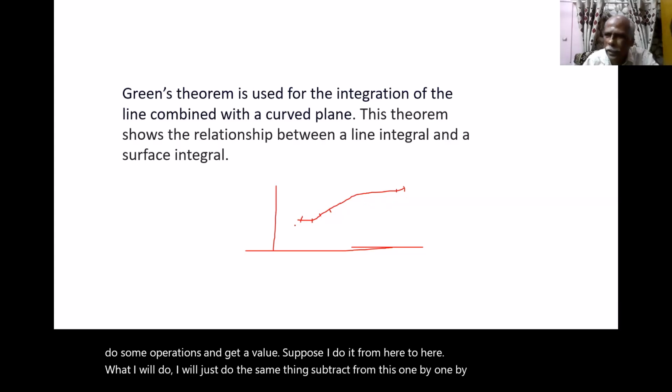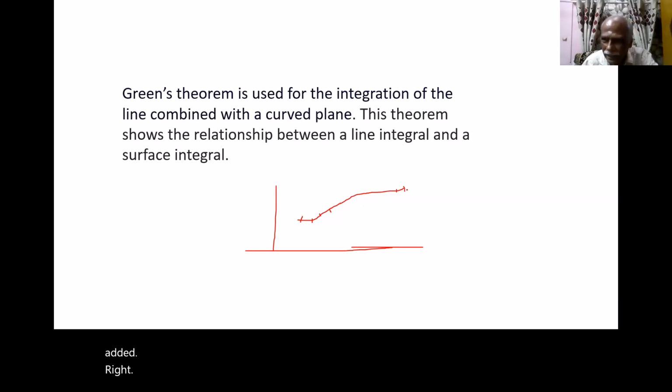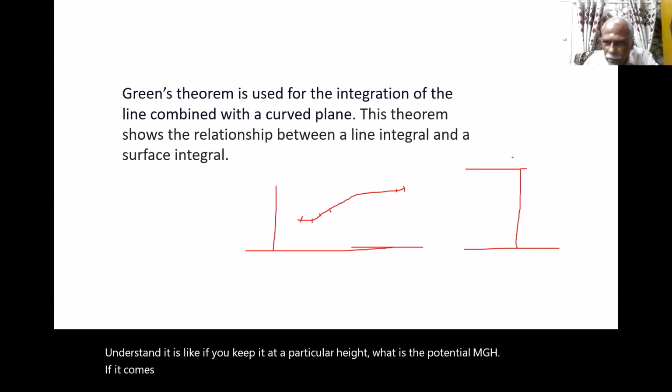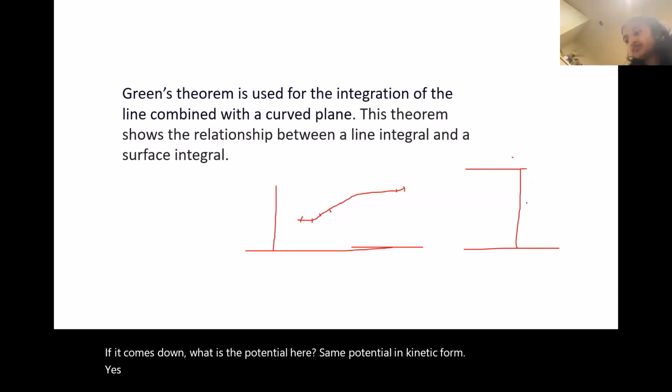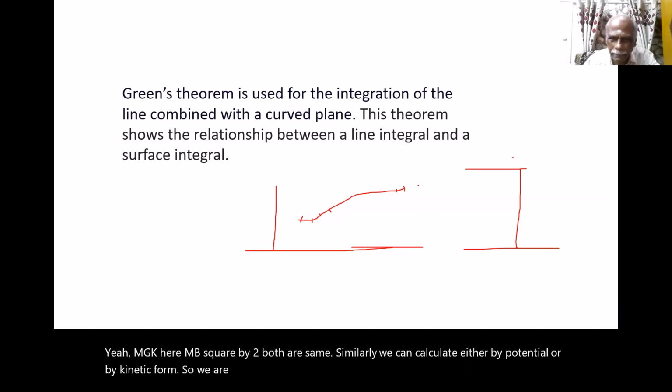This is what you call a potential. You have got some value here. You arrive at a value which will be added. Understand? It is like if you keep it at a particular height, what is the potential? mgh. If it comes down, what is the potential here? Here, the same potential in kinetic form. Yes or no? Here mgh, here mv squared by 2. Both are the same. Similarly, we can calculate either by potential or by kinetic form. So we are now dealing with potential here.